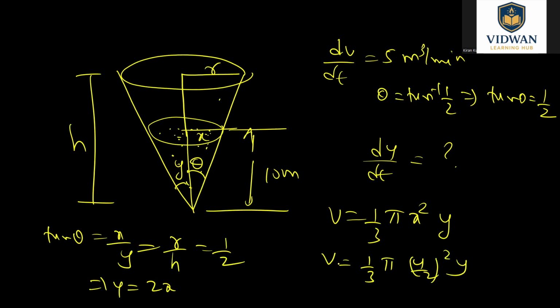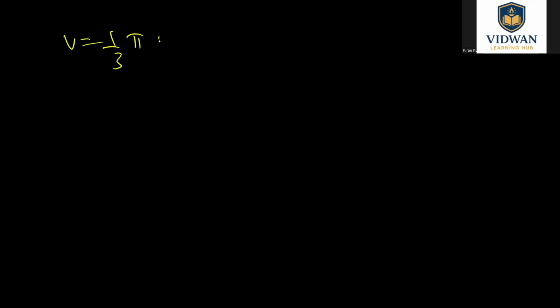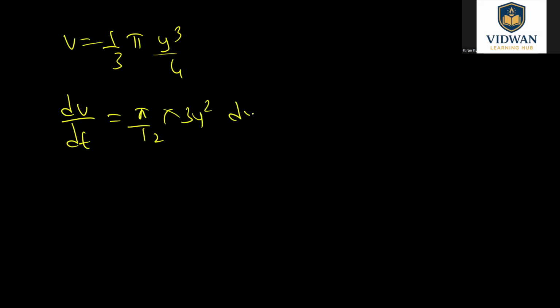So y by 2 whole square into y. So V equal to 1 by 3 pi into what do you get? y cube by 4. So then what is the rate of change of volume? dV by dt is pi by 12 into the derivative of y cube, which is 3y square dy by dt. So dy by dt is the rate of change of level of water. So dV by dt already they gave 5. This is equal to this; 3 and 12 you cancel it.